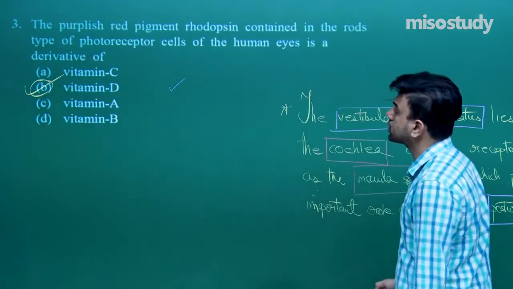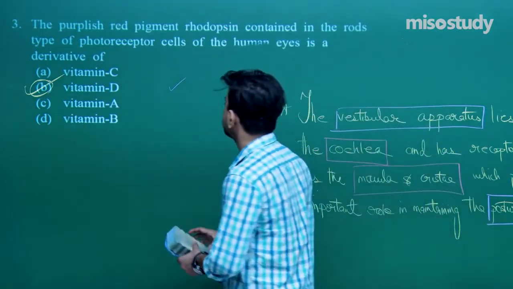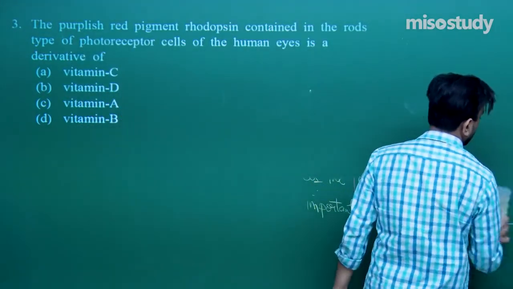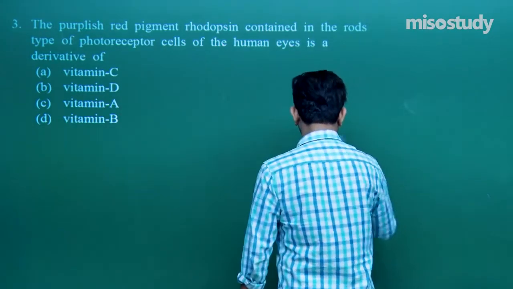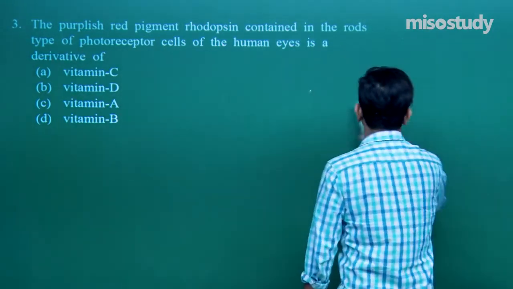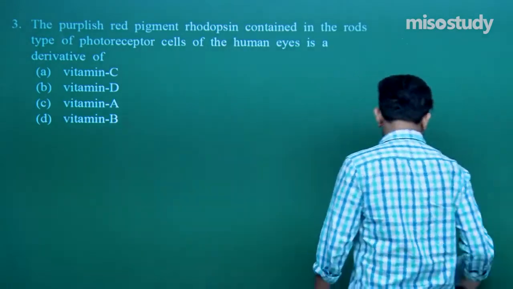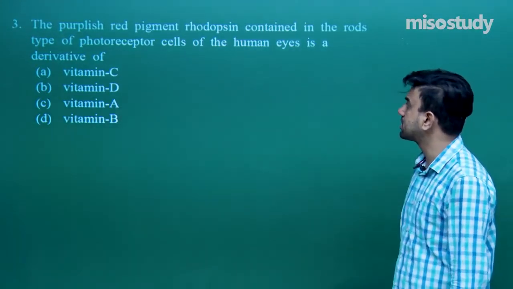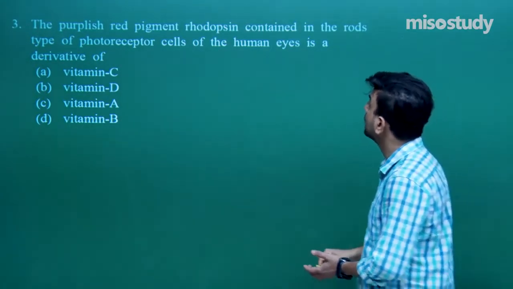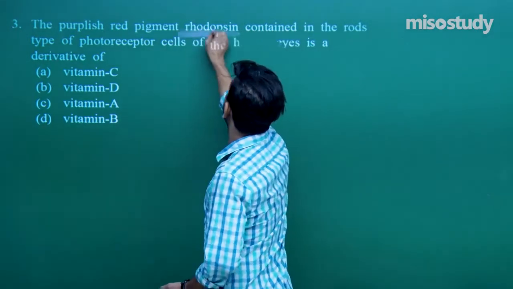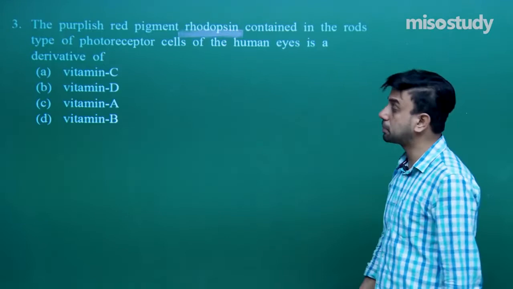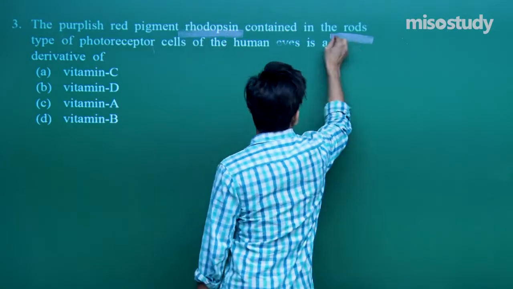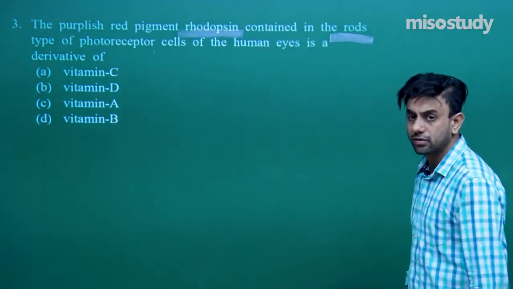Now we will talk about the third question. The purplish red pigment rhodopsin, which is also called visual purple, contained in the rod type of photoreceptor cells of the human eye is a derivative of.